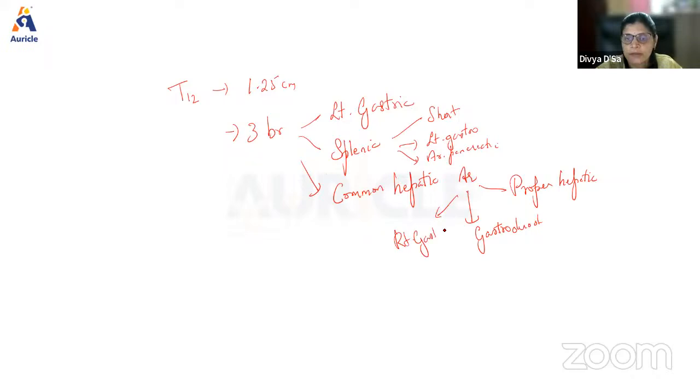This we can make like a flow diagram, and again the gastroduodenal will give two branches: the superior pancreaticoduodenal and the right gastroepiploic. So like that. And if you mention what area each supplies, it's enough.